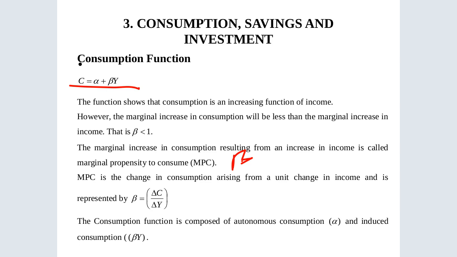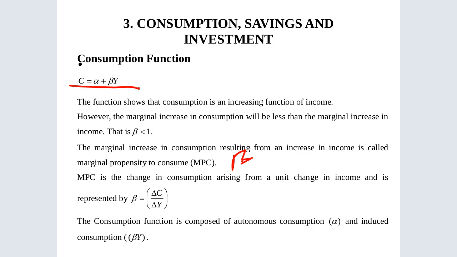Now, the marginal increase in consumption resulting from an increase in income is what we refer to as the marginal propensity to consume. That is the MPC. So beta is referred to as the MPC. So the marginal propensity to consume is simply the change in consumption arising from a unit change in income. That is represented by beta.